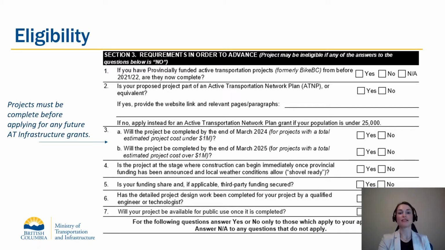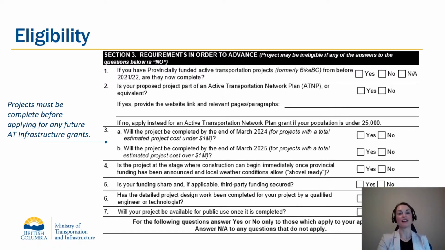This section references this requirement for now and for consideration in the future in 3.1 and 3.3. The project must also be part of a larger active transportation network plan, cycling network plan, transportation plan, greenways plan, sustainability plan, or official community plan. If your community does not have an AT network plan, and if your population is under 25,000, please refer to the BCAT Network Plan information video and forms to apply for an AT network planning grant.